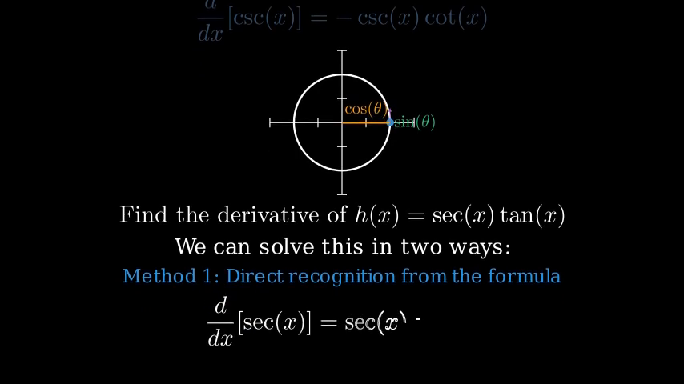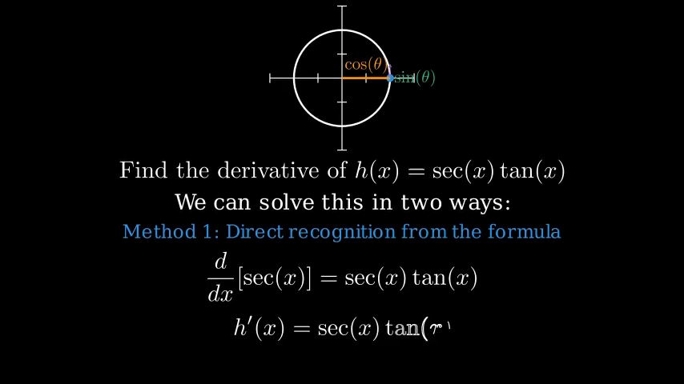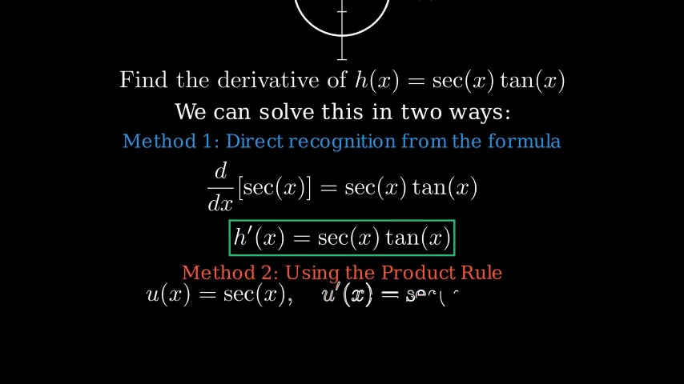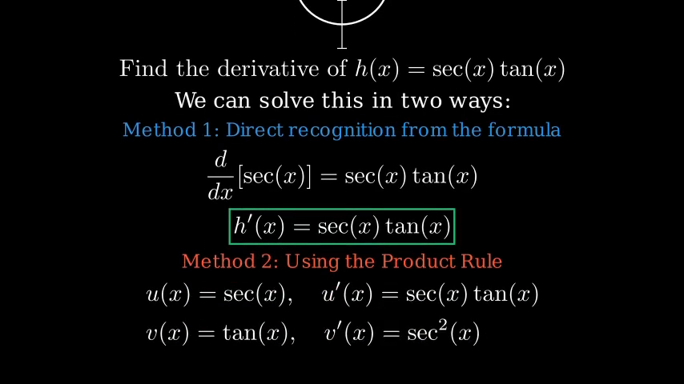This expression, secant of x times tangent of x, is exactly the derivative of secant of x. Looking back at our list of trigonometric derivatives, we see that the derivative of secant of x is secant of x times tangent of x. Therefore, the derivative of h of x equals secant of x times tangent of x is simply h prime of x equals secant of x times tangent of x.